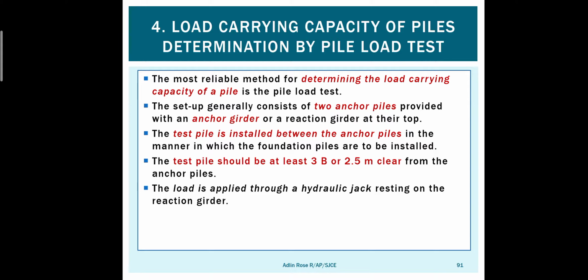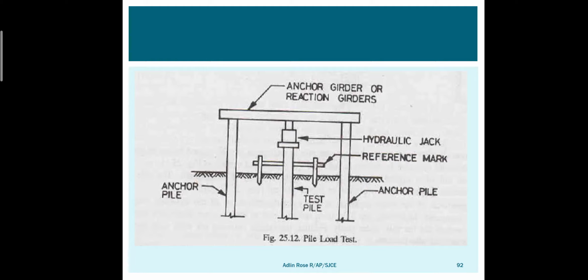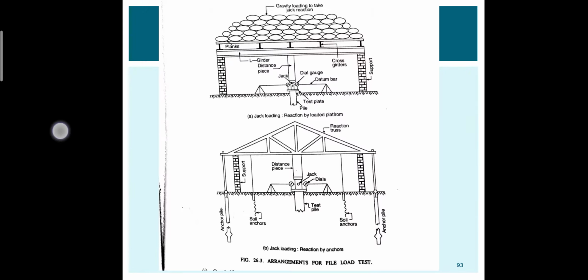Next, load is applied through a hydraulic jack. Can you see the picture? In the picture you can see two anchor piles on both sides of the test pile. In the middle we have the test pile, and using the hydraulic jack, the load is applied from the top to the middle center pile. The anchor pile will not transfer any load, it will act like a loading frame. Okay.